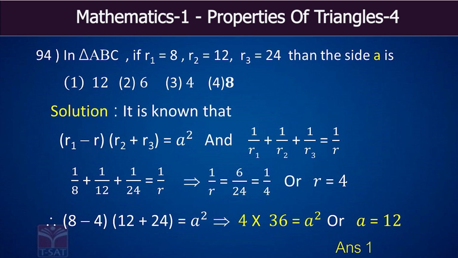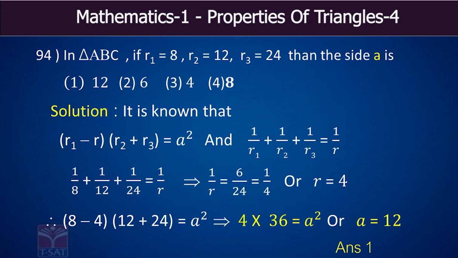So it is known that (r1 minus r) into (r2 minus r) into (r3 minus r) is a standard result, is equal to a square, and 1 by r1 plus 1 by r2 plus 1 by r3 is equal to 1 by r. So therefore, 1 by 8 plus 1 by 12 plus 1 by 24 is equal to 1 by r, or 1 by r is equal to 6 by 24. So r is equal to 4.